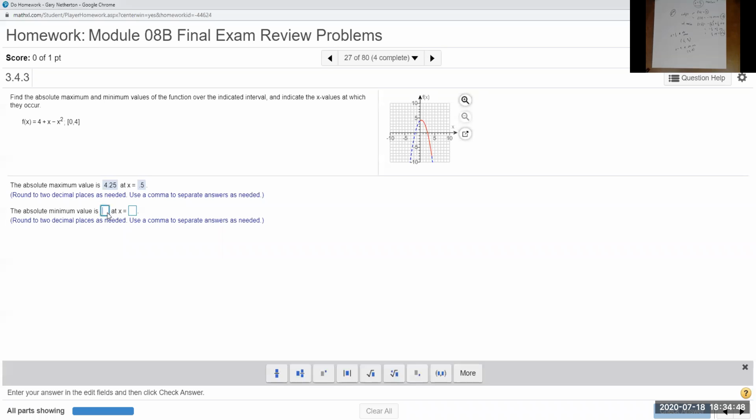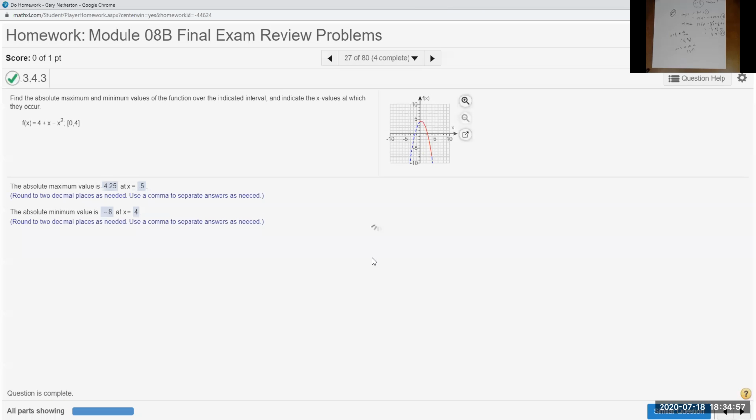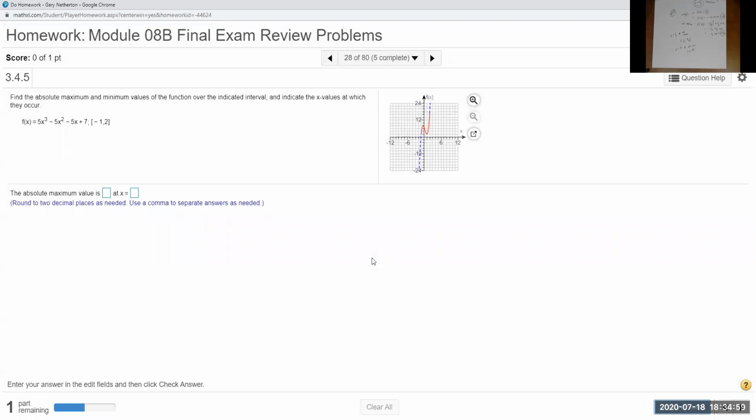So the value of the function is -8, and it happens when x is 4. It actually happens at one of the endpoints, the maximum point. All right, so now I'm going to have us do another one.